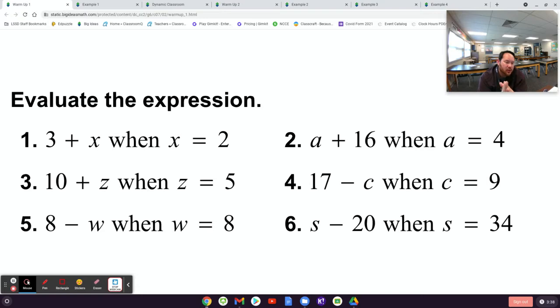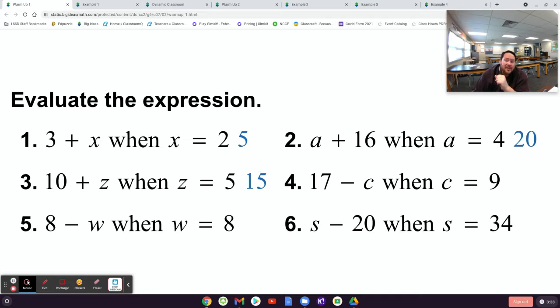So for number one, what is 3 plus x when x equals 2? It is 5, yes. Well done. All right. What is a plus 16 when a equals 4? Yeah, you replace the a with 4, and 4 plus 16 is 20. All right, what about 10 plus z when z equals 5? It is 15. Nicely done. 10 plus 5 is 15.